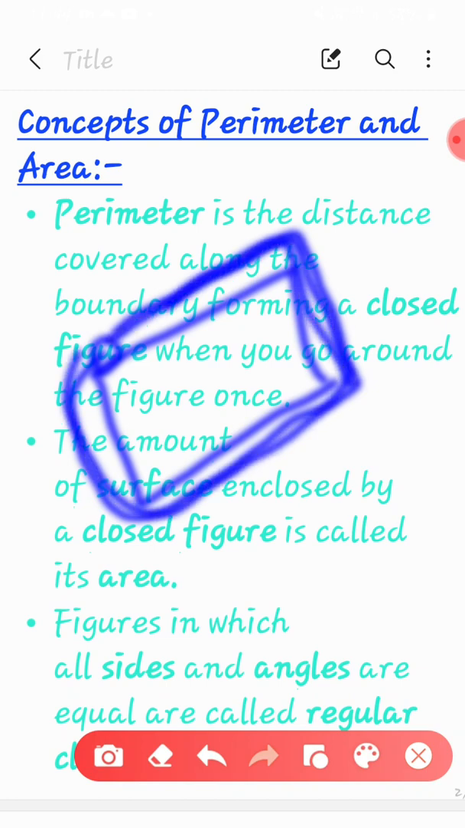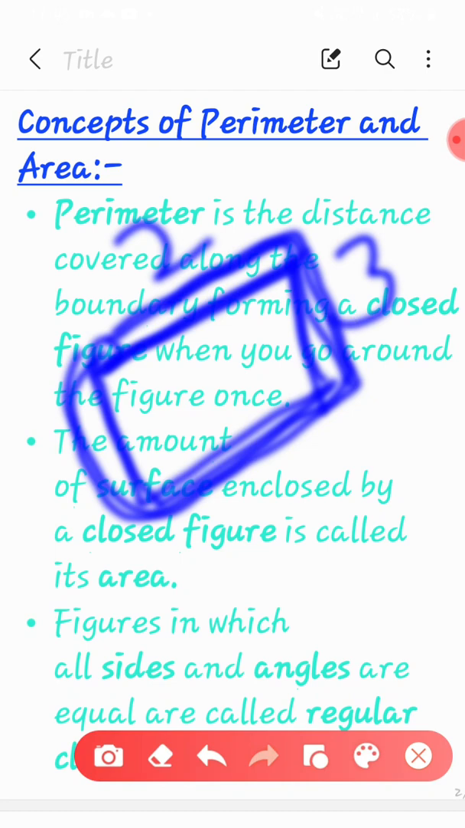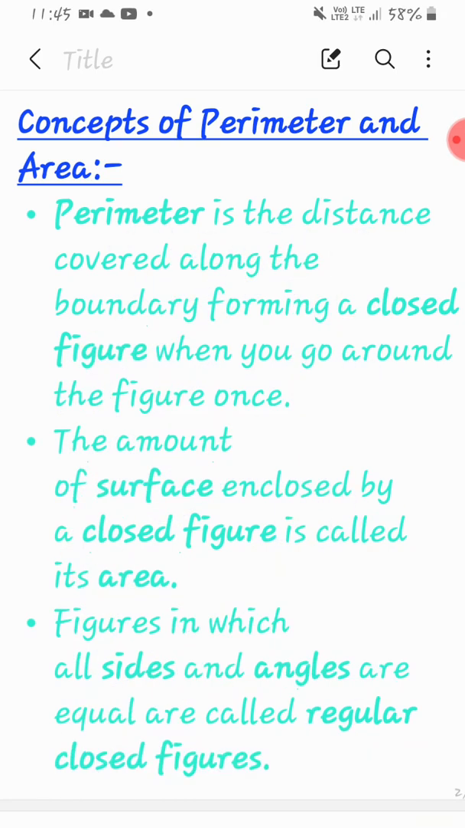By adding all the line segments, means this length is how much, this breadth is how much, again this length, this breadth. So how many are there? You have to see that and you have to add that. Then you will get the total distance. That total distance is called the perimeter. So perimeter is the distance covered along the boundary forming a closed figure when you go around the figure once.